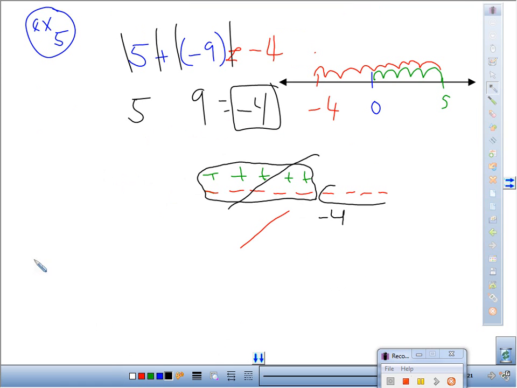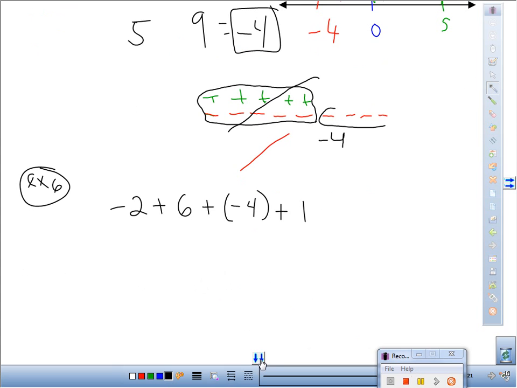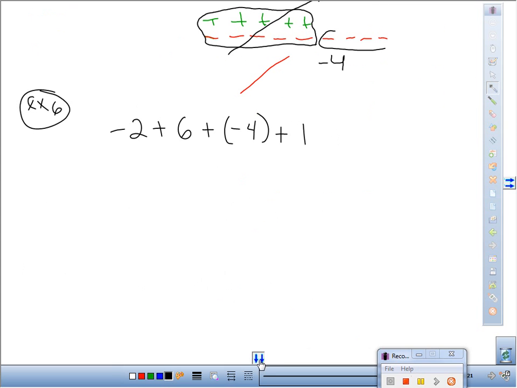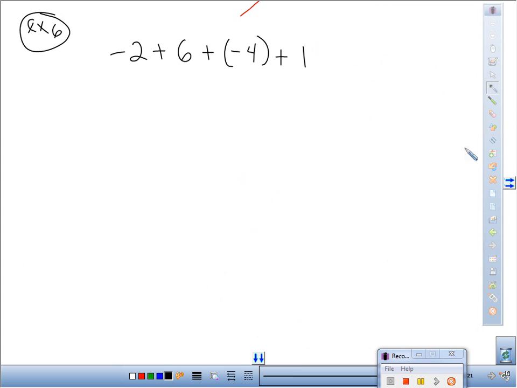Example number 6. Here we go. Negative 2 plus 6 plus negative 4 plus 1. I know it's a challenge one, but start one number at a time. So let's do this one together.